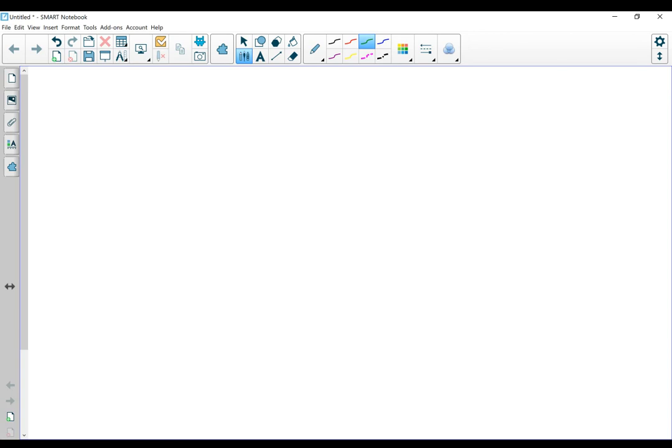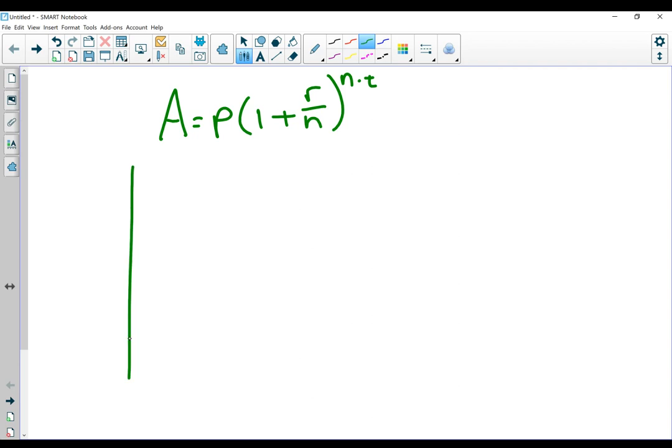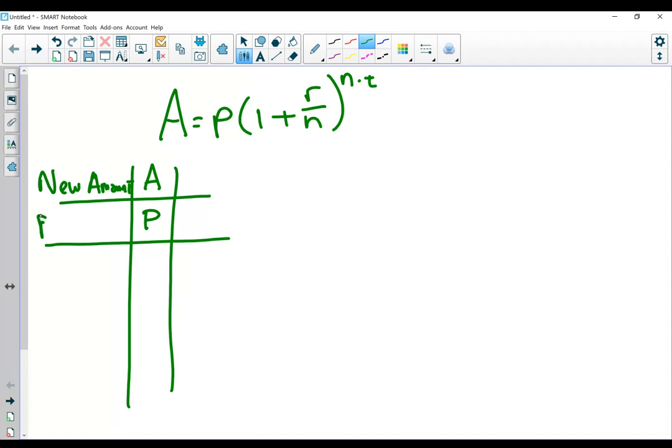All right, the last thing we have to note, they're going to give you some financial questions. We're going to use this formula, A equals P times the quantity 1 plus R over N to the power of N times T. It looks complicated, but it's not that bad. So A, this is the new amount of money. P is the initial amount of money. They actually call this the principal.